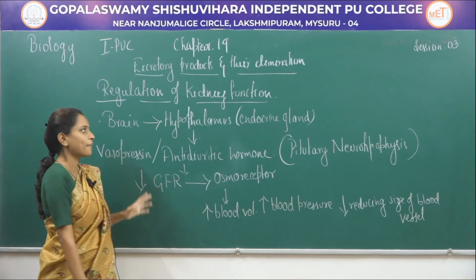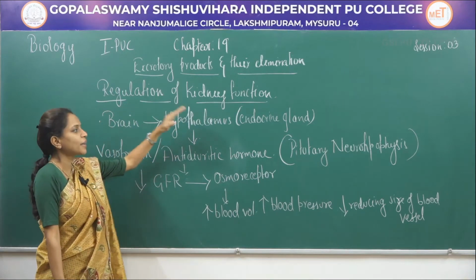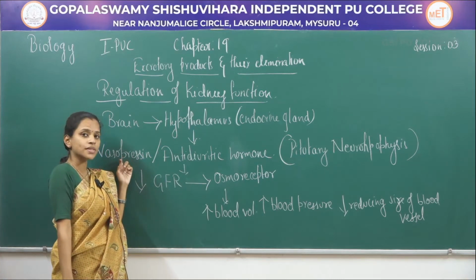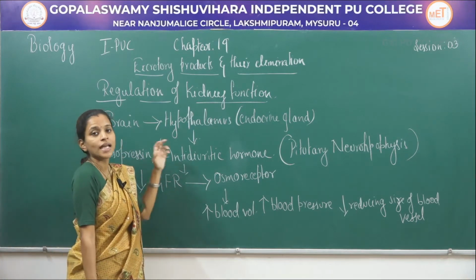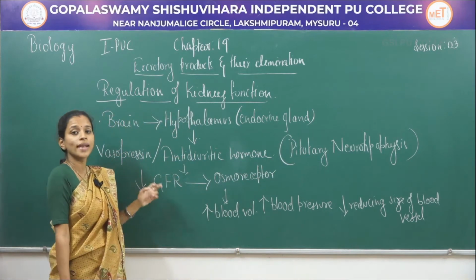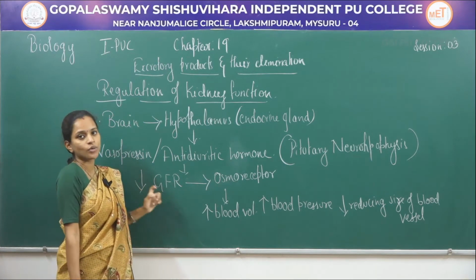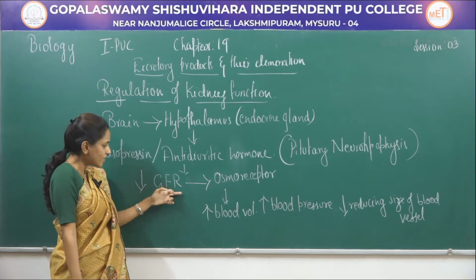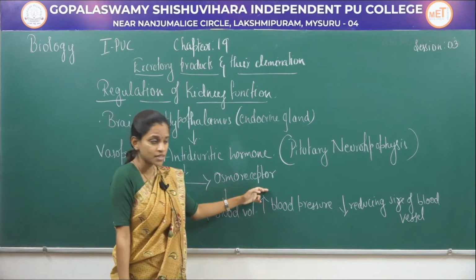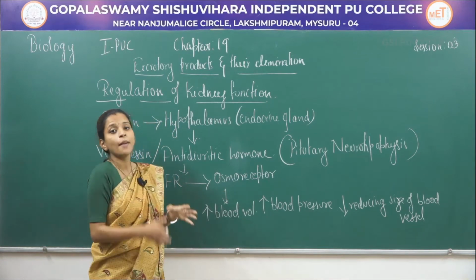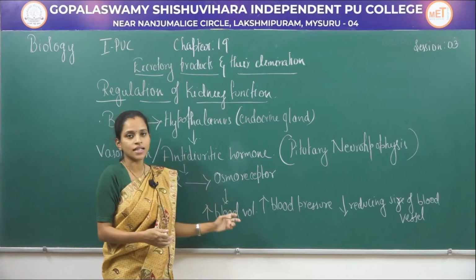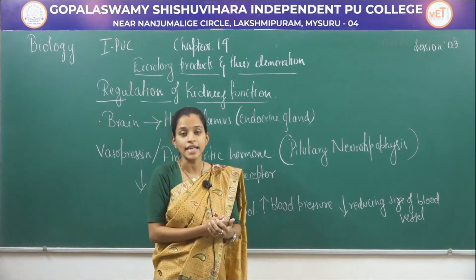What happens here is, from the hypothalamus region of the brain, the anti-diuretic hormone or vasopressin is released. It gets stored in the posterior pituitary and is released whenever there is a decrease in the glomerular filtrate rate. Whenever the GFR is reduced, it activates the osmoreceptors. These osmoreceptors increase the blood volume, and as soon as the blood volume increases, the blood pressure automatically increases.